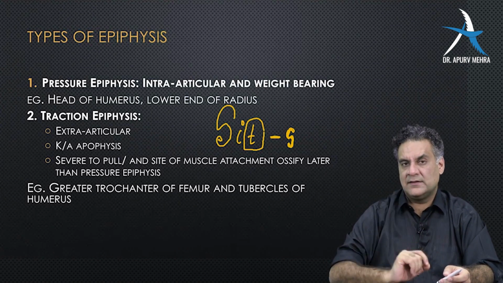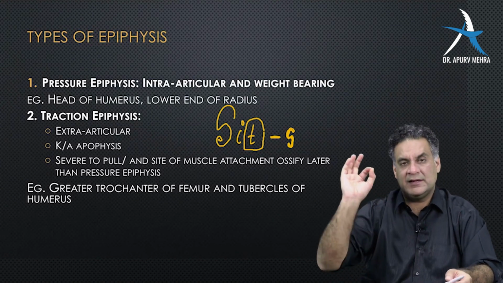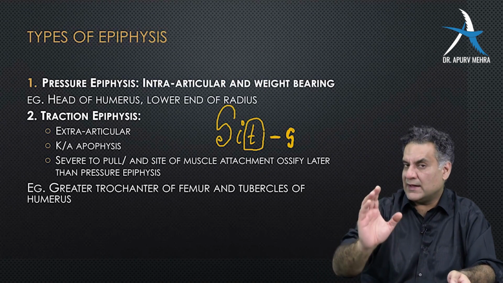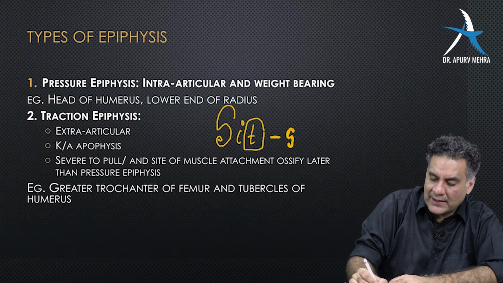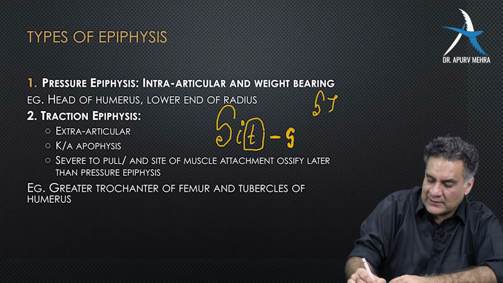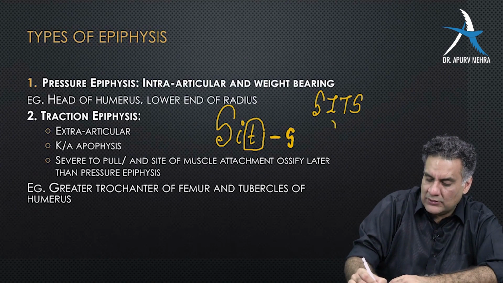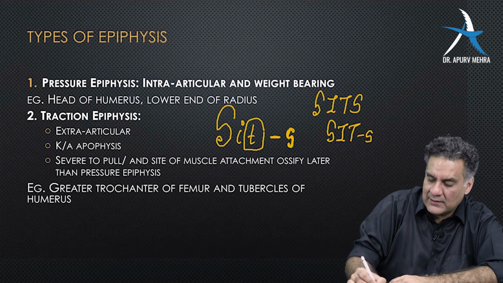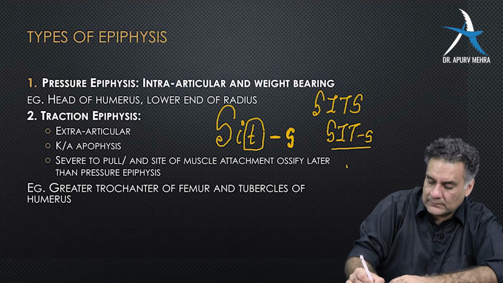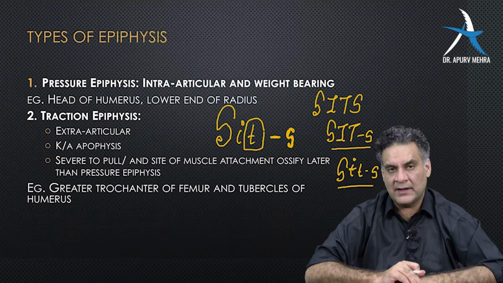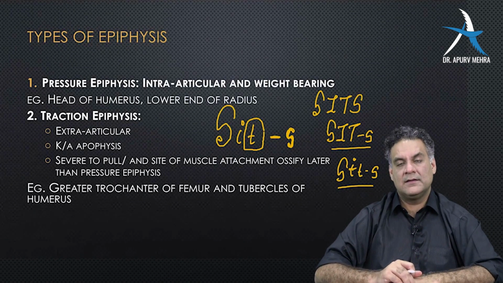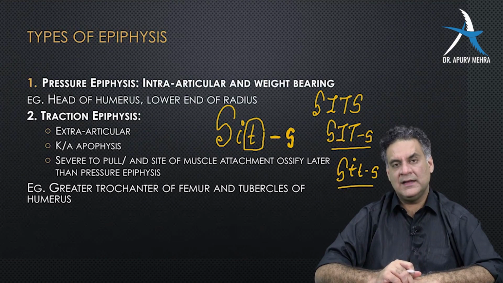One more catch here. Small t means teres minor, so that in the exam you don't get confused. In the exam, you don't write the mnemonic like this, SITS. You also don't write the mnemonic like this, SIT dash S. You write the mnemonic like this: small s, subscapularis; small i, infraspinatus; small t, teres minor.